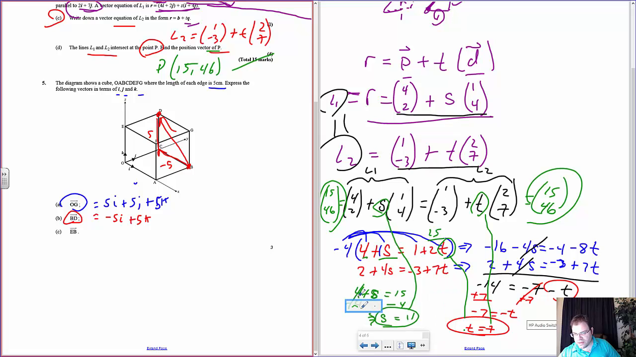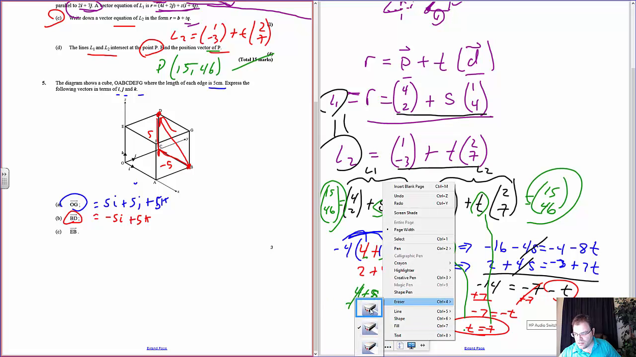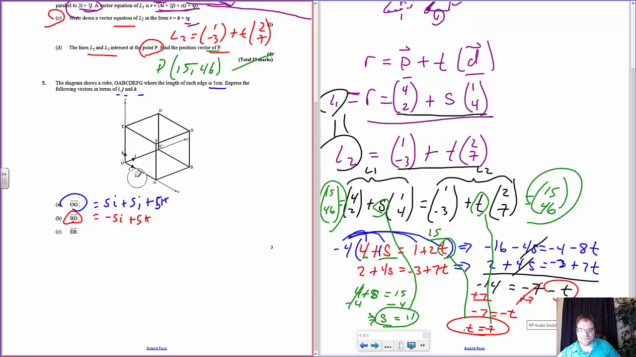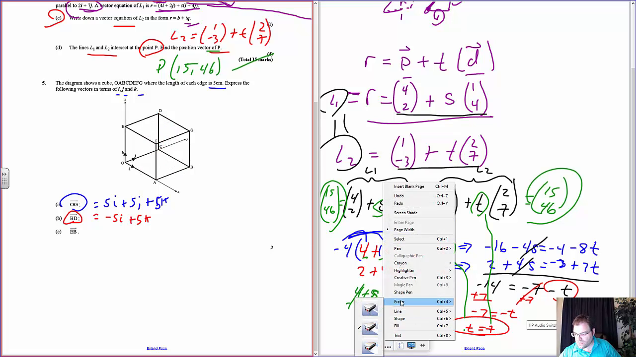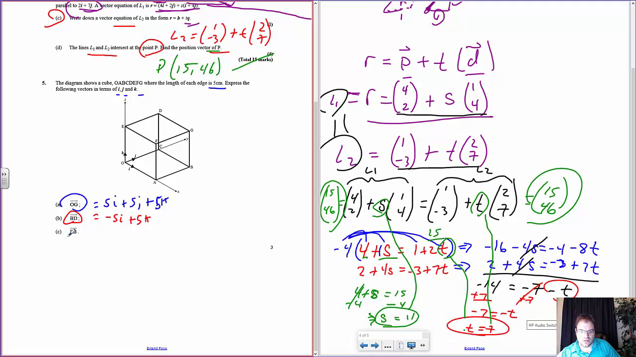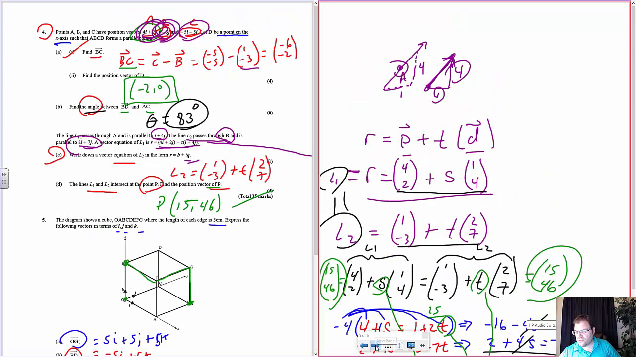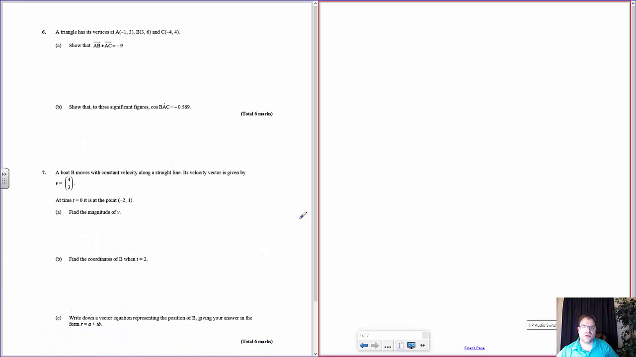Let's talk about the last one. Let's erase that, clear it up so you can see the next question, and get a green pen. So from E to B, from here to here, I'm going to go 5 in the i direction, 5 in the j direction, and down 5 in the k direction. So it's going to equal 5i plus 5j minus 5k. That's the answer for that one. That's pretty much it. So let's go on to the next question, number 6.